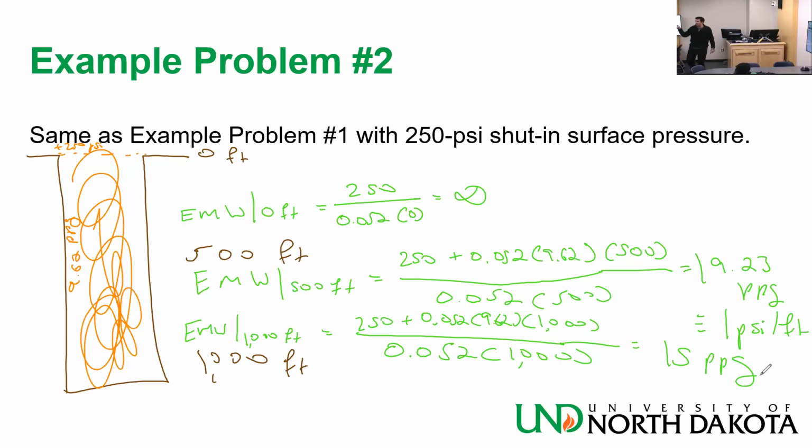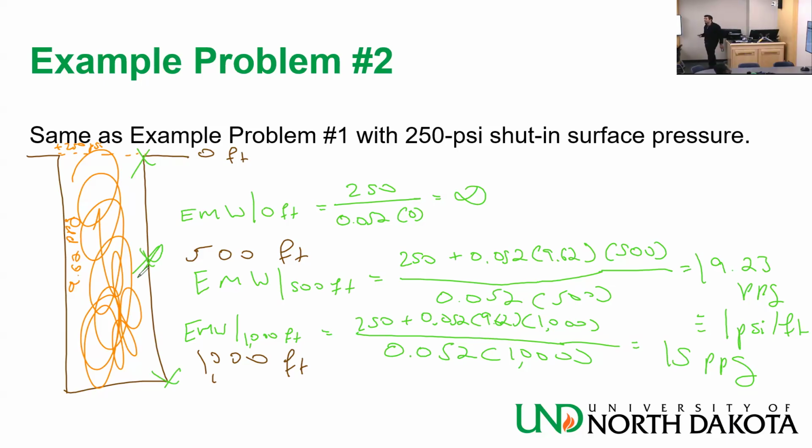So you understand now, it goes down, EMW. Right? So it's easier for me to fracture here than here. Because EMW is the exact pressure the rock is feeling at that depth. So it's easier for me to fracture here than here, and easier to fracture here than here.